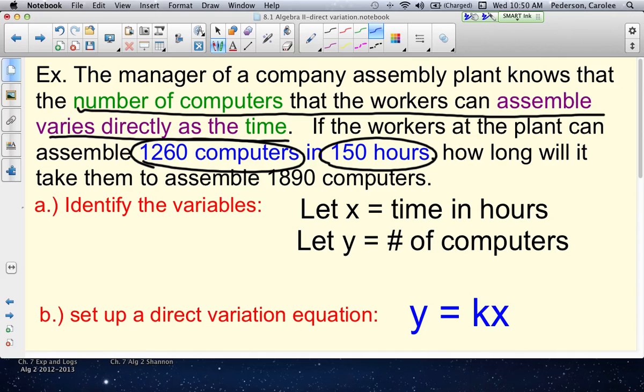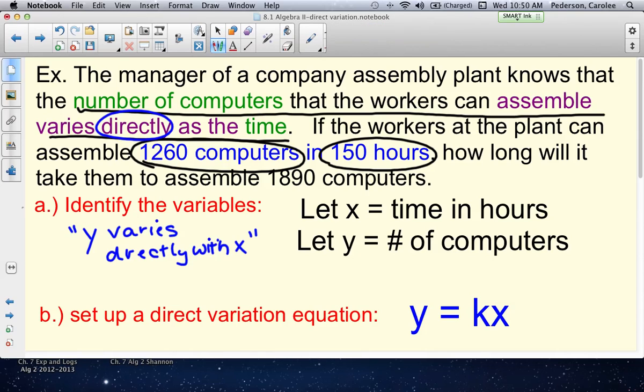So identify your 2 variables, and how you know that is the direct variation equation. Notice this, I'm going to circle this word direct. It has to say y varies directly with x. So I go up and look to represent what is my y. The statement here that I have underlined first is the number of computers. This is my y.